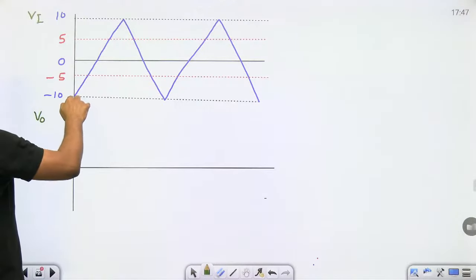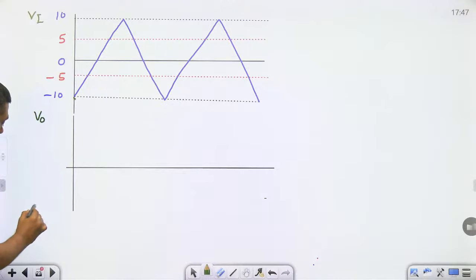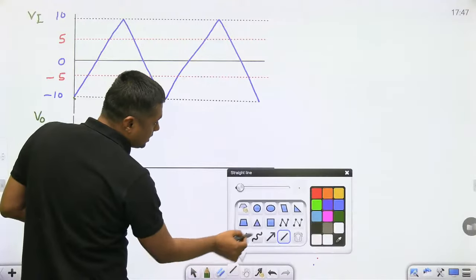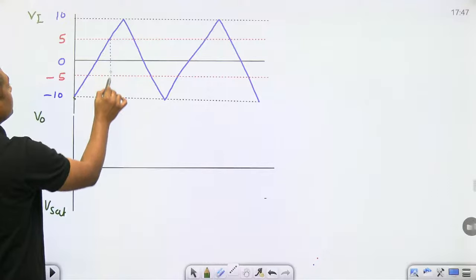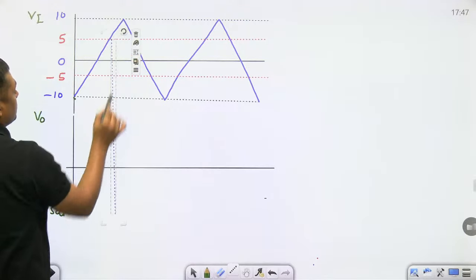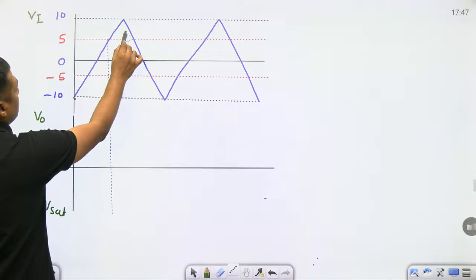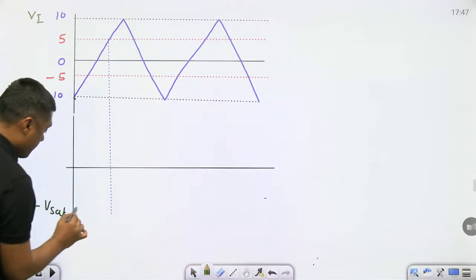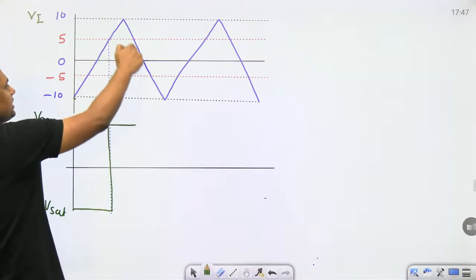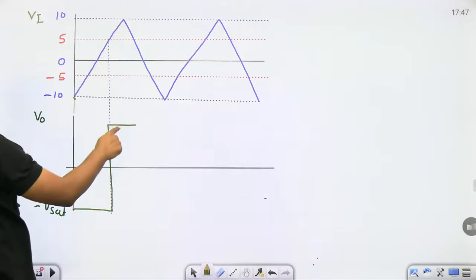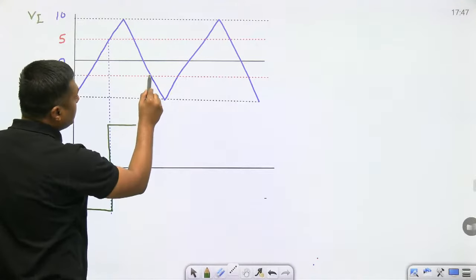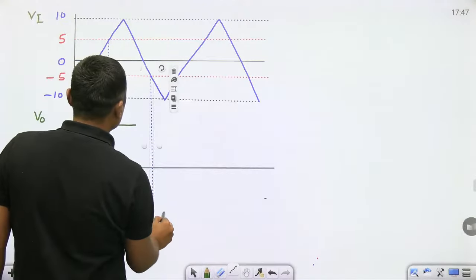When this is minus Vset, minus 10, output is also minus Vset. When it will cross the upper threshold level, this level, then there is a change in the output. Okay, so watch this, minus Vset, change in the output. Okay, during the decreasing journey, when it is highly positive, it is plus Vset automatically. But during the decreasing journey, when it will cross the lower threshold, there is a change in the output. At this point, there is a change in the output, guys. Okay, now watch this.